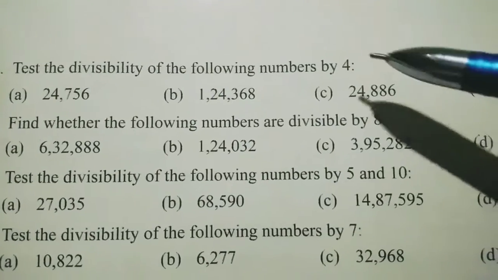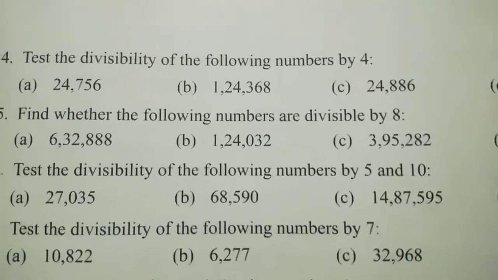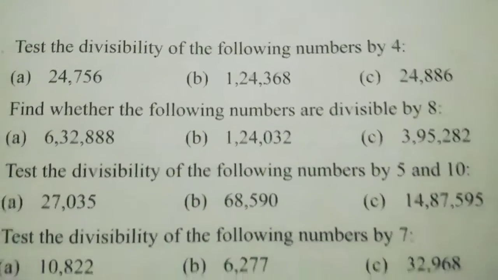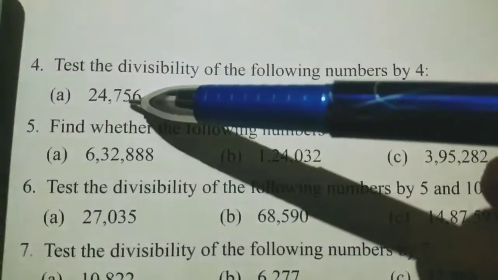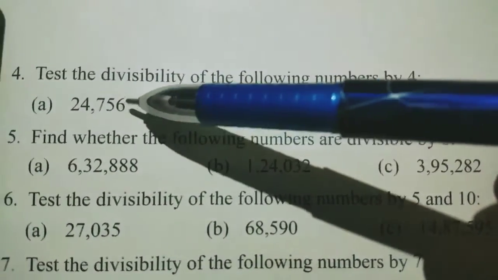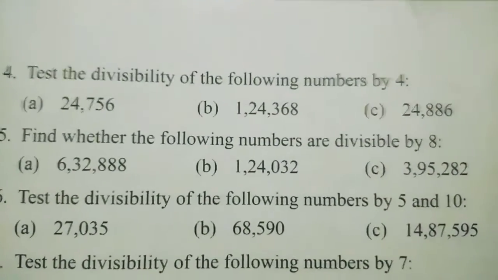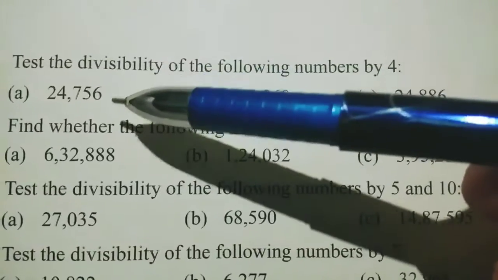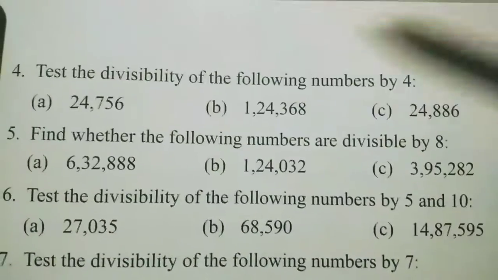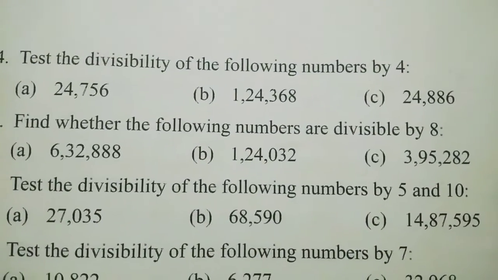Next, question number 4. Test the divisibility of the following by 4. So you have to check by 4. The divisibility test is what? You have to check whether the last 2 digits, that means the tens place and ones place, are divisible by 4 or not. You have to check whether 56 is divisible by 4 or not. Okay, let's see. 2, 4, 5, 7, 5, 6.